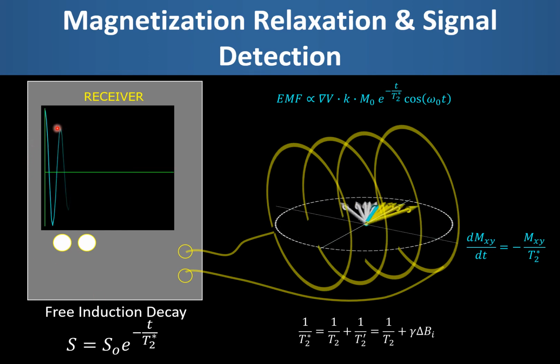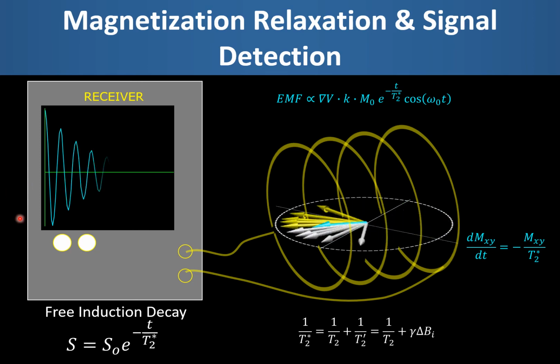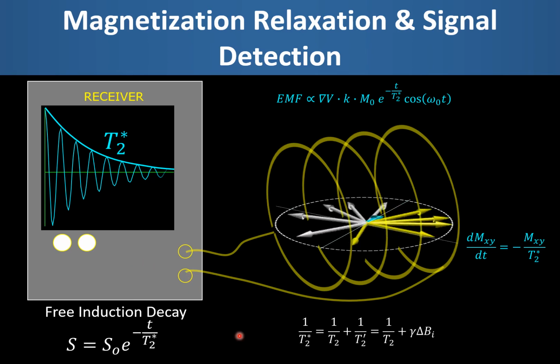So this free induction decay signal that we acquire has an envelope which is given by the time constant T2 star. It's called T2 star and not T2 because we have the additional effects of these unwanted field non-uniformities.